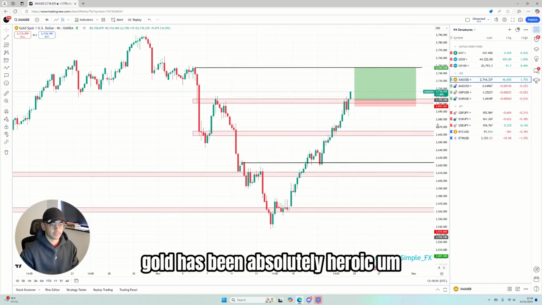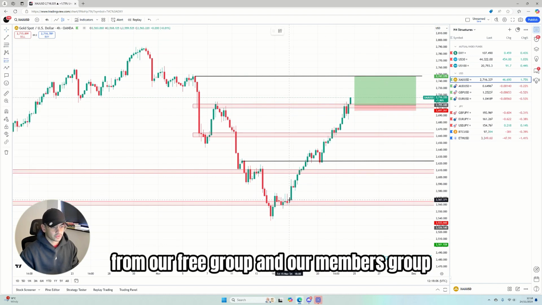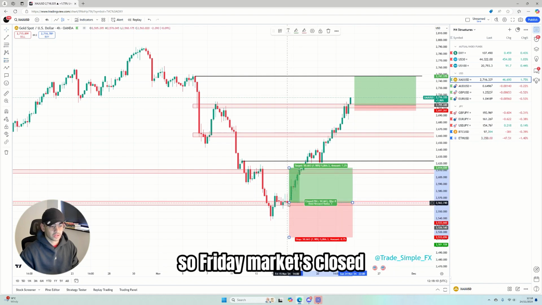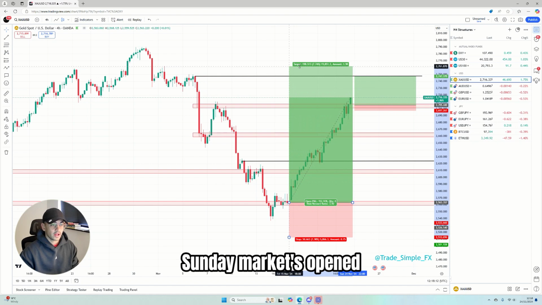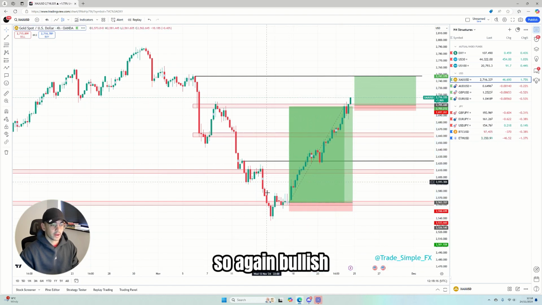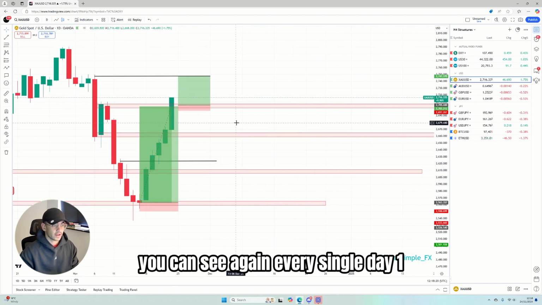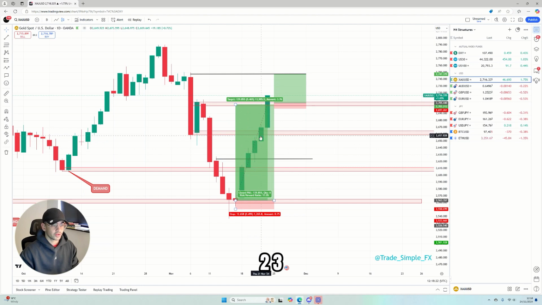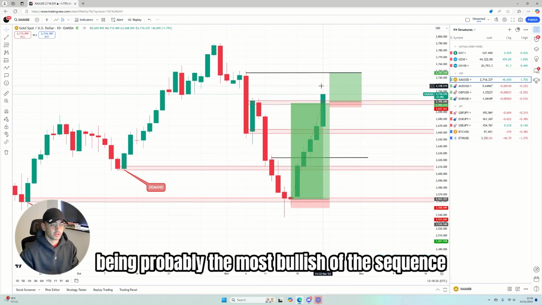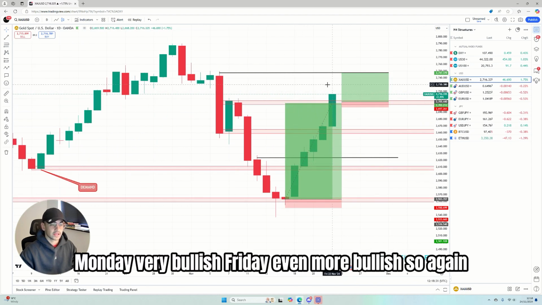Gold has been absolutely heroic. If you guys remember from our free group and our members group, this was the previous setup from last Sunday. So Friday markets closed, Sunday markets opened, and there was absolutely no return for this pair. So again, bullish, bullish, bullish. If we look at the daily candle, you can see again every single day, 1, 2, 3, 4, 5, very, very bullish. And the Friday, in fact, being probably the most bullish of the sequence. Again, Monday very bullish, Friday even more bullish.